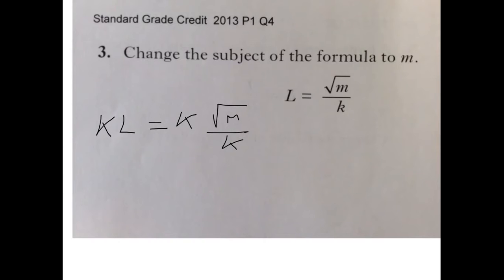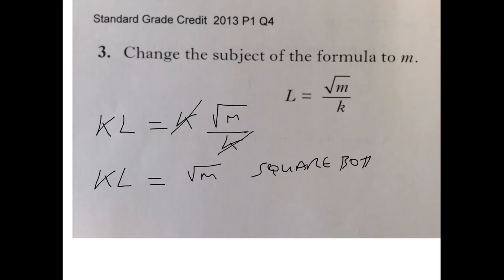So on the right-hand side, we have k on the top and k on the bottom, so they would cancel out. So we have kl equals the square root of m. So to get rid of the square root, we just square both sides. So you could write it as kl all squared, or if you prefer, k squared l squared equals m. So that's our answer.